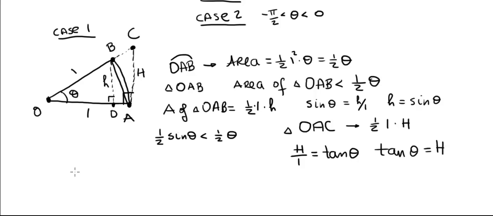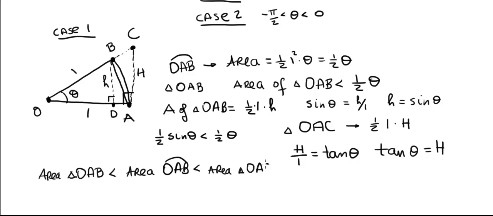So here's what we have so far. We have triangle OAB, its area is less than the area of the sector OAB, and that in turn is less than the area of triangle OAC. Now this is 1/2 sine theta less than 1/2 theta less than 1/2 tan theta.